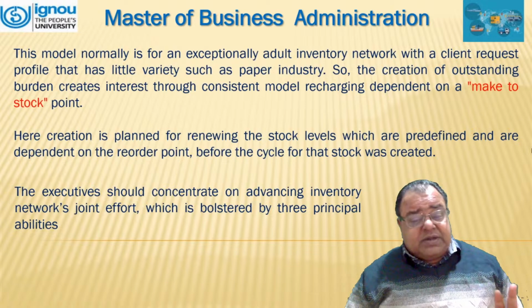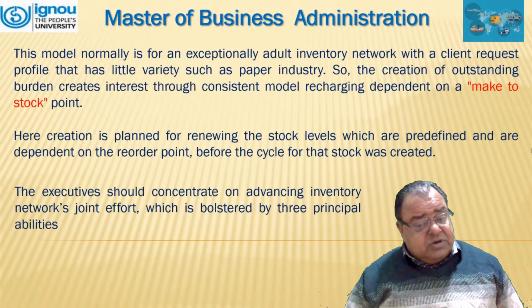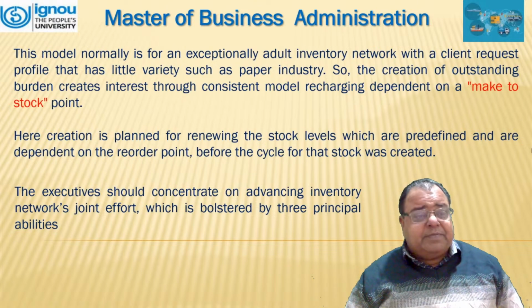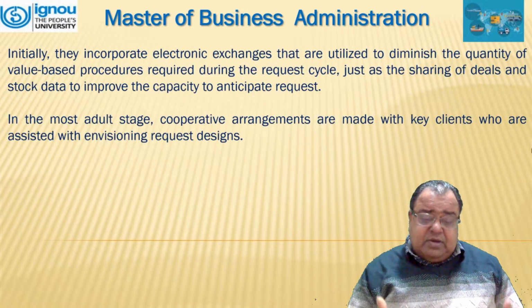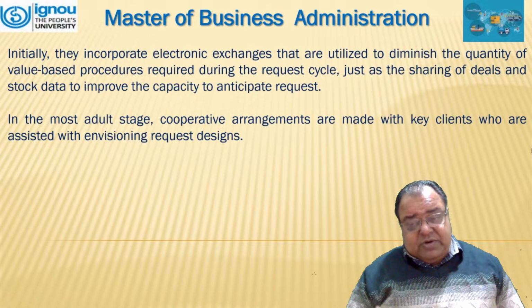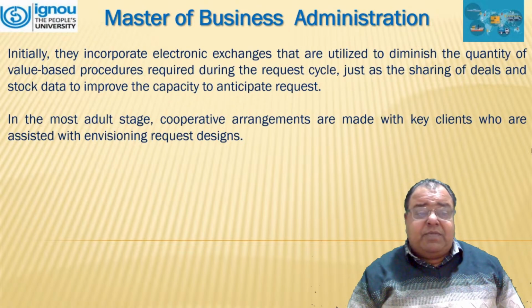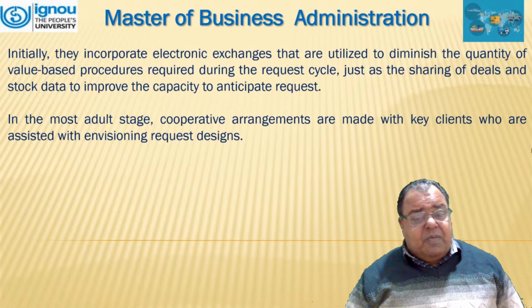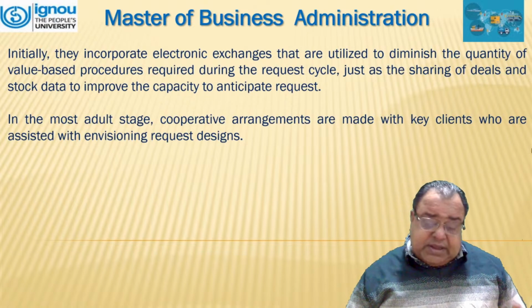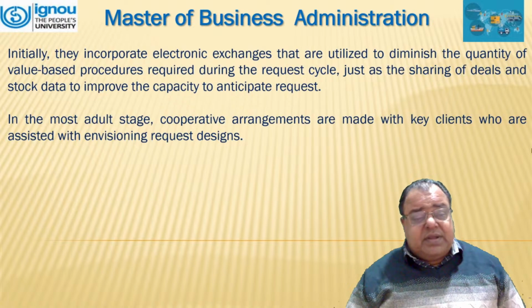The executives should concentrate on advancing supply chain collaboration, which is supported by three principal abilities. Initially, they incorporate electronic exchanges that are utilized to diminish the quantity of transactional processes required during the order cycle, as well as the sharing of sales and stock data to improve the capacity to anticipate requests. In the most mature stage, collaborative arrangements are made with key clients who are assisting with envisaging demand patterns.